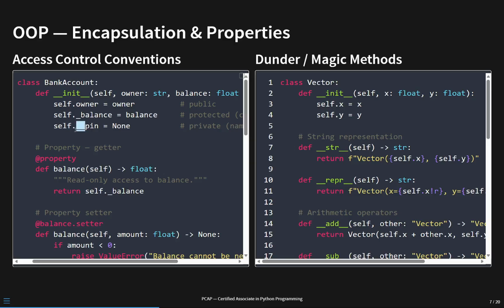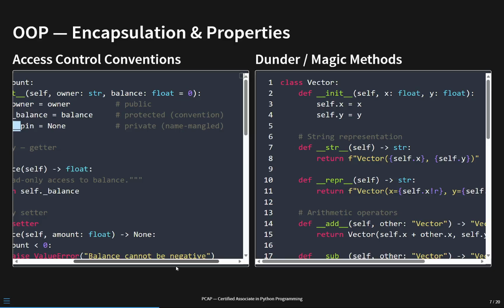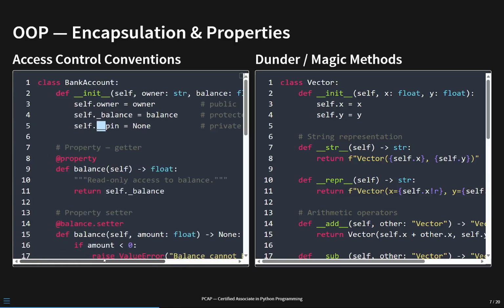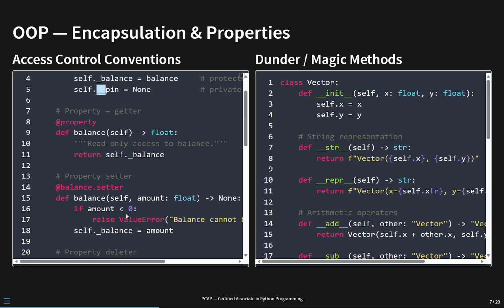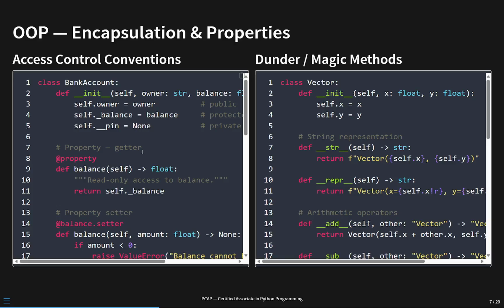A double leading underscore, __pin, triggers name mangling. Python rewrites it to _BankAccount__pin in the object's __dict__. This prevents accidental access and name collisions in subclasses. You can still access it as acc._BankAccount__pin if you really need to. Python doesn't enforce true privacy, but the convention is respected.